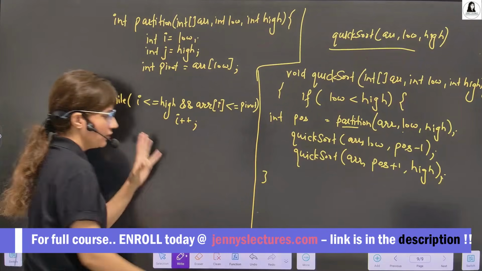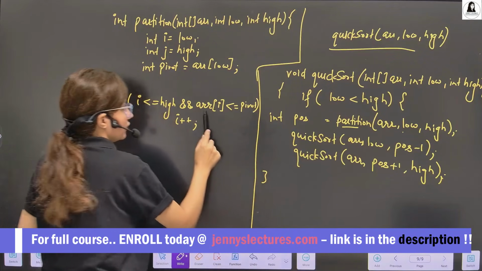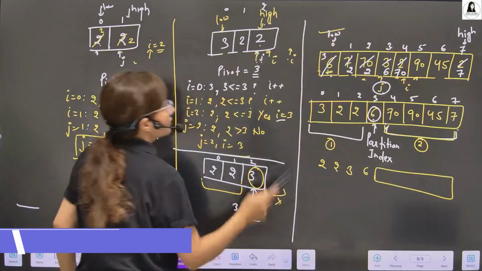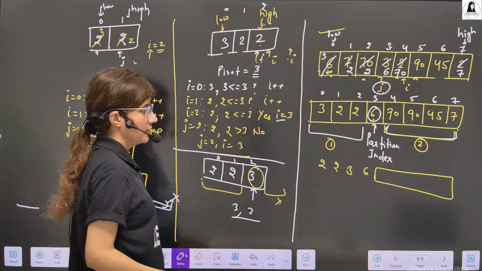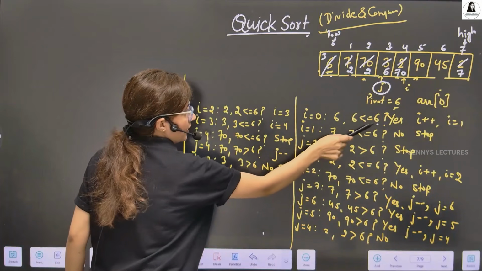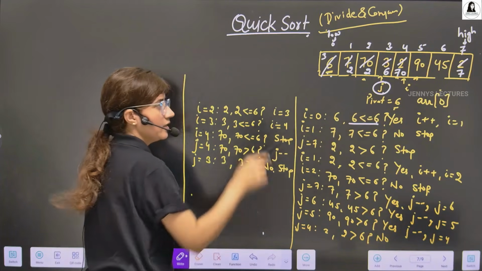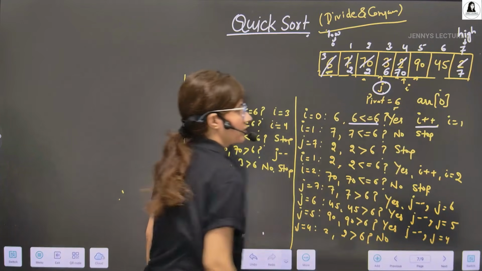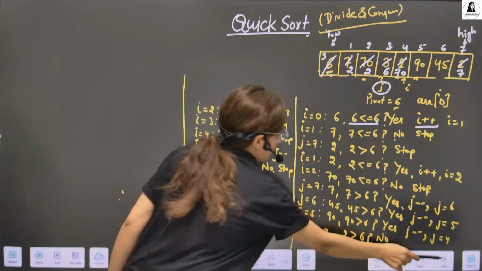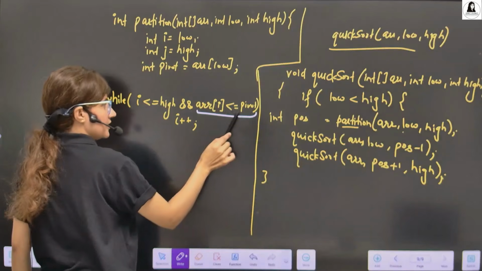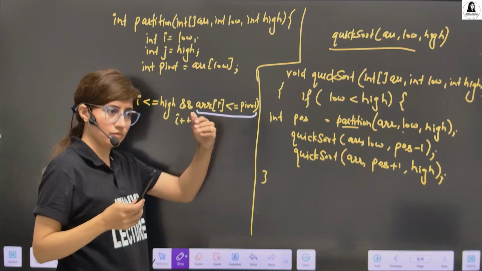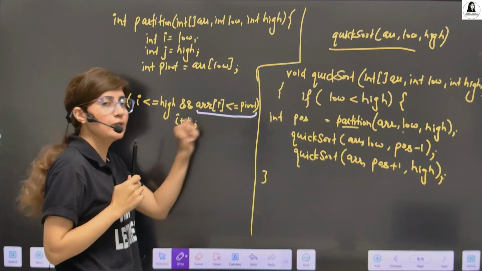Why two conditions? This condition I guess you got. We check whatever element is at the ith index, whether it is less than or equal to the pivot element. If yes, then we do plus plus. If no, then stop. So one condition is the same: whenever the element is less than or equal to the pivot, only then we move. Because I want the equal elements also on the left side. That's why I'm writing equal to.